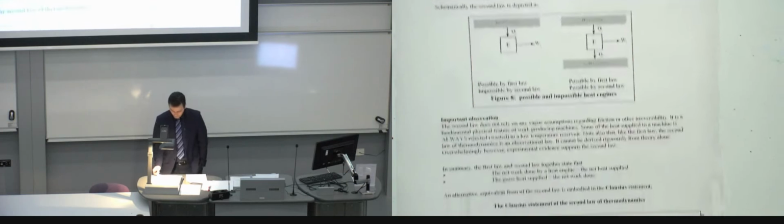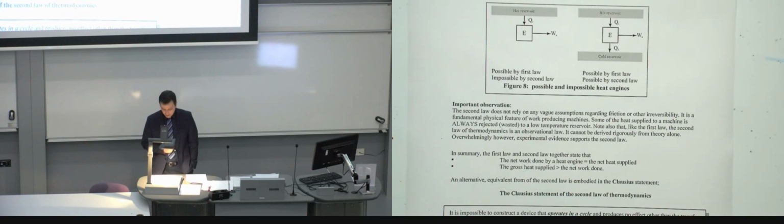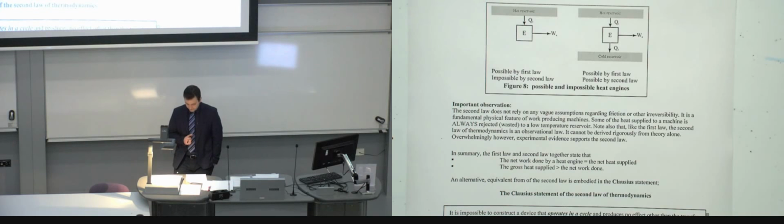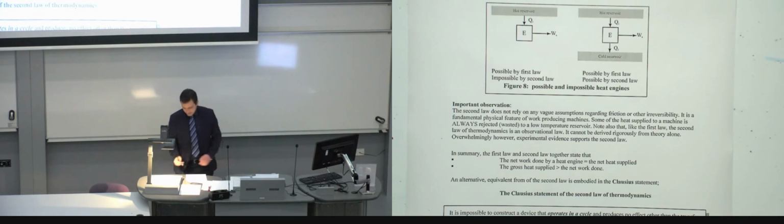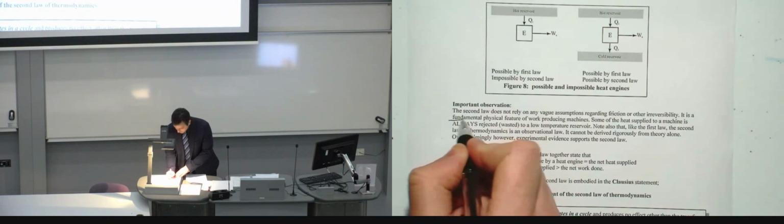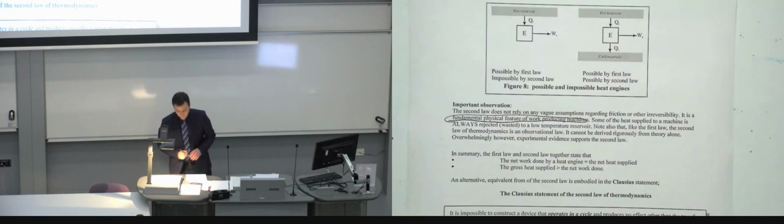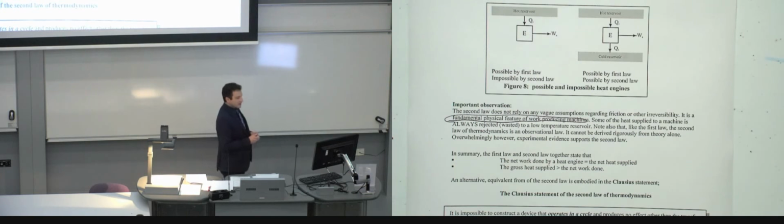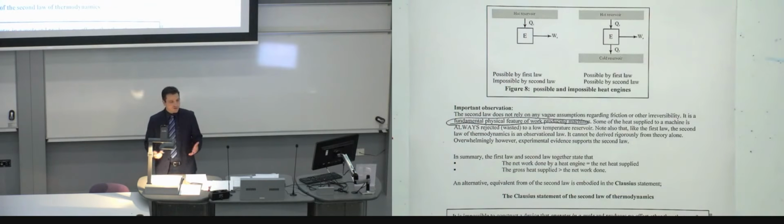So this statement here, the Kelvin-Planck statement, leads to some important observations. These are some generic observations about the second law. The first thing is that the second law is a fundamental physical feature of work-producing machines. It tells us something very physical and very fundamental about machines or systems which produce work. Therefore, they have direct relevance to heat engines, because heat engines essentially are machines which produce work.